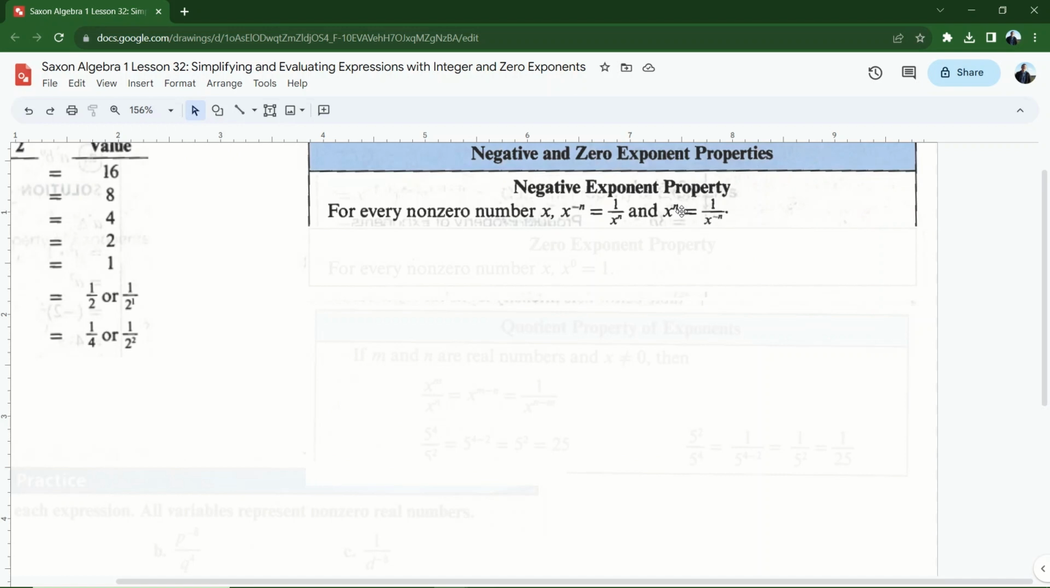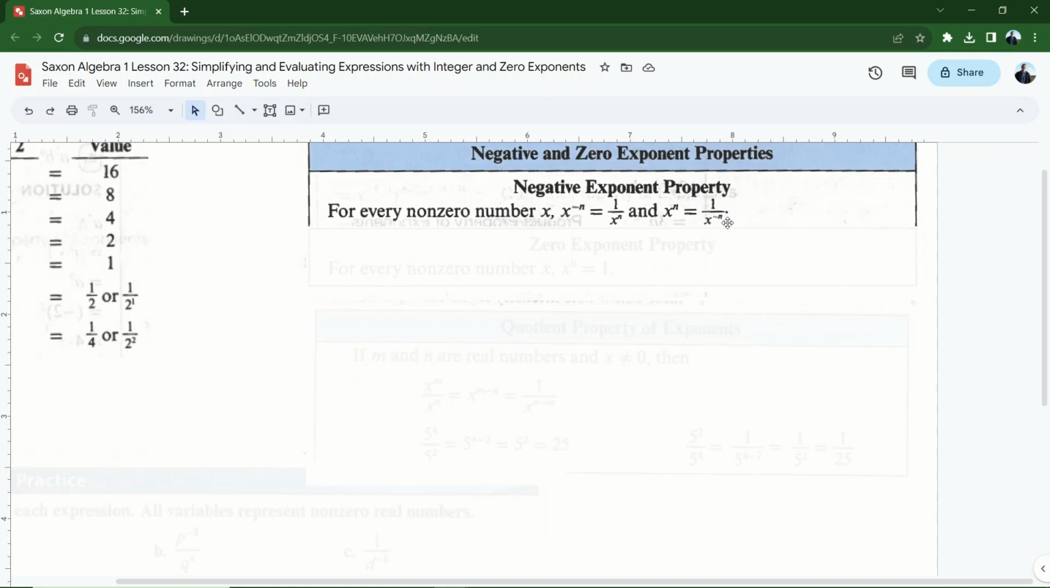If I wanted to, I could take x to the n and put it underneath the fraction bar, even though it has a positive exponent. And when I move it to the wrong side of the fraction bar, all of a sudden it gets a negative exponent. So do you see how I could do that?